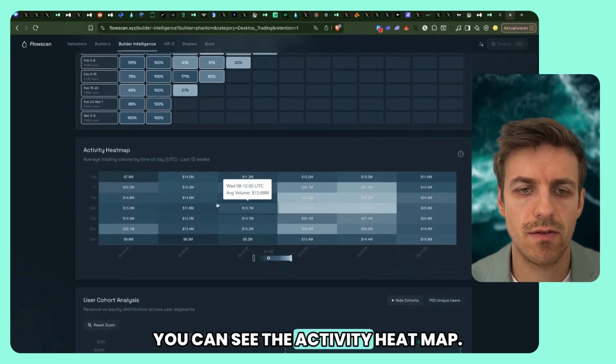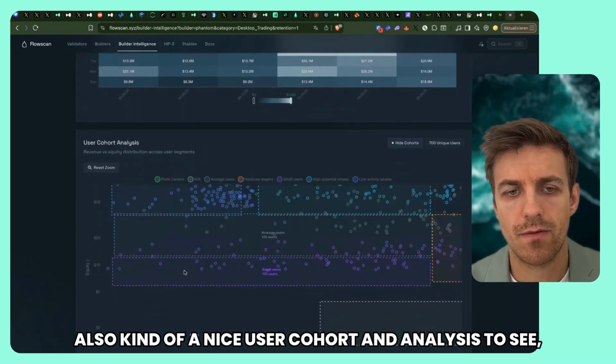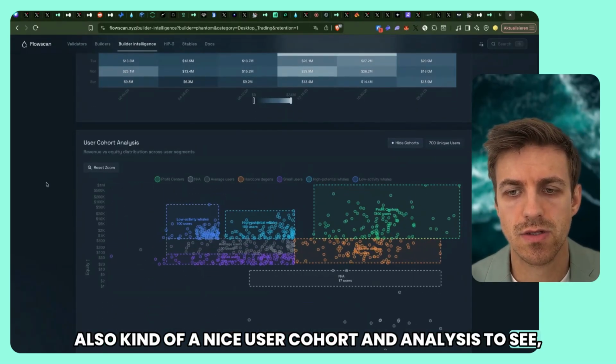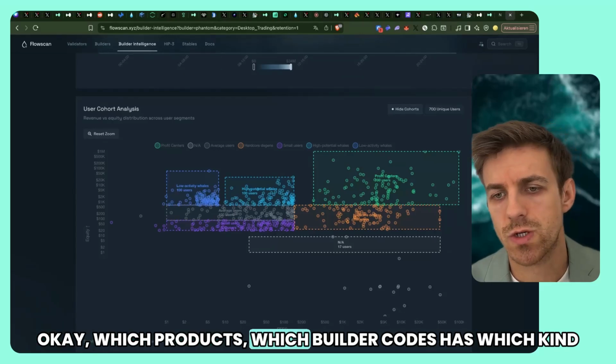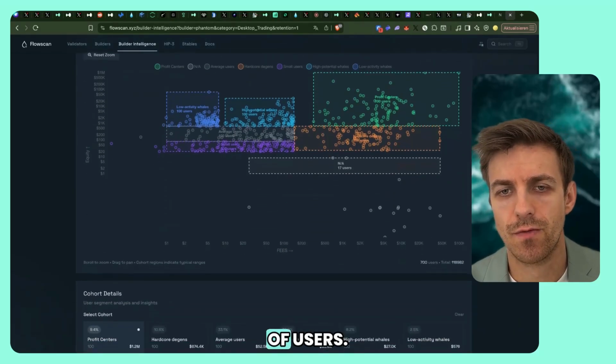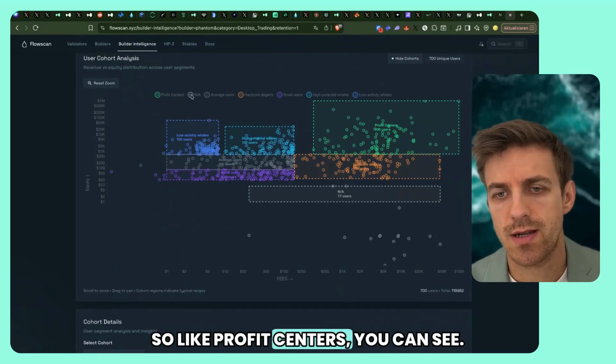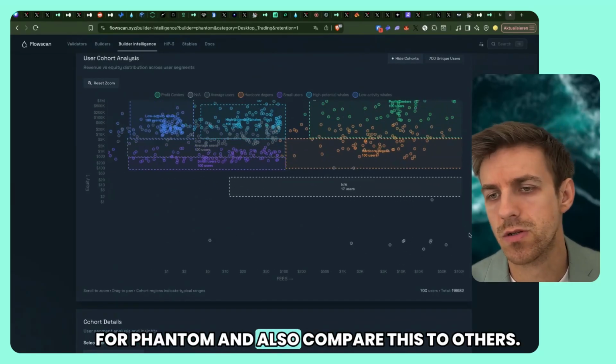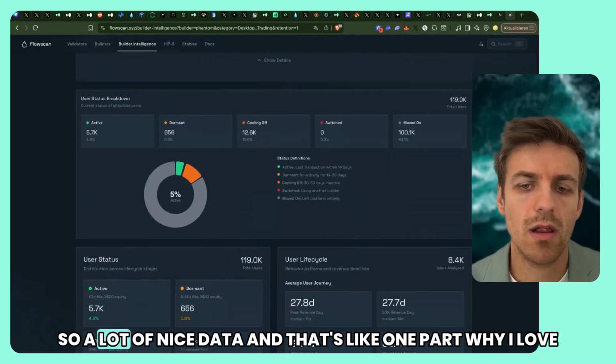You can see the activity heat map, also a nice user cohort analysis to see which products, which builder codes have which kind of users. So like profit centers you can see for Phantom and also compare this to others. So a lot of nice data.